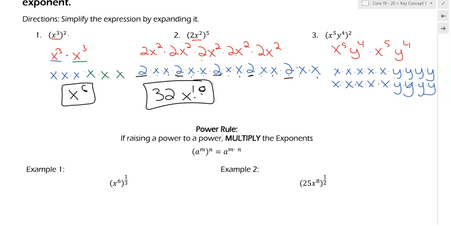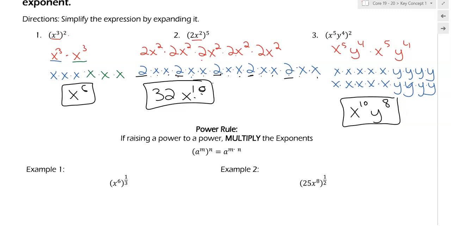All right, so a lot of writing down of x's and y's. So 5 x's, 4 y's, and then another 5 x's, and another 4 y's. So if we think about how many total x's and total y's we have, x to the 10th, y to the 8th.